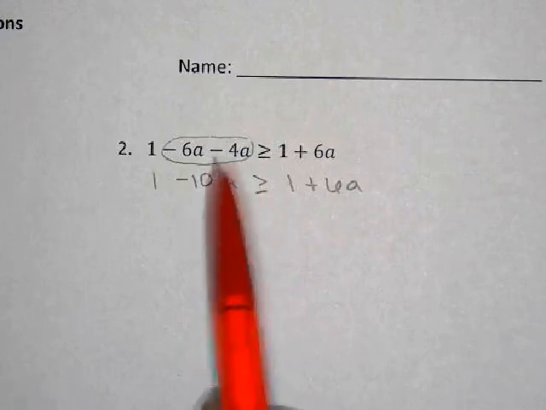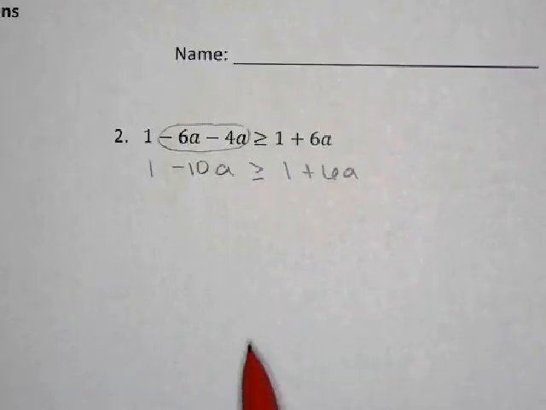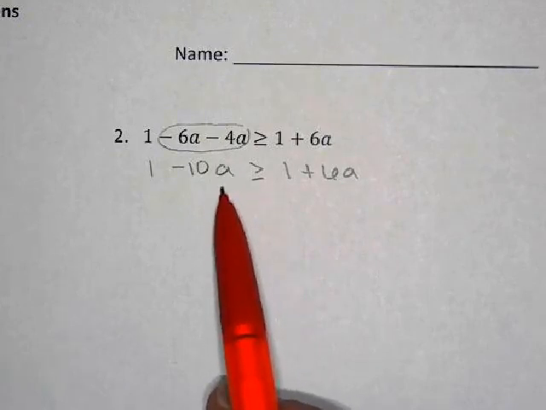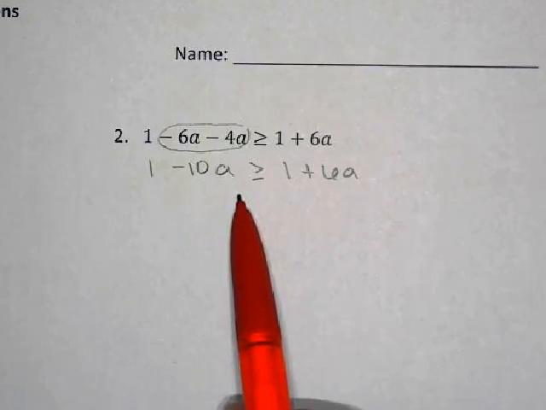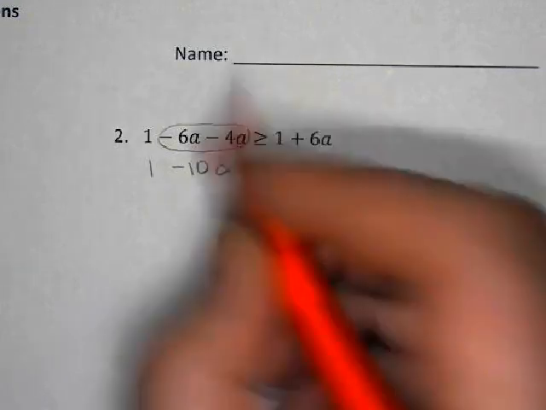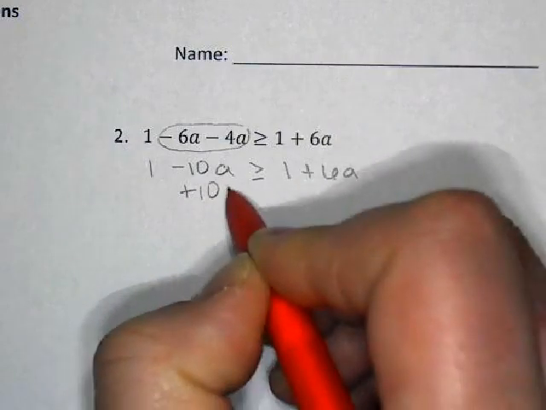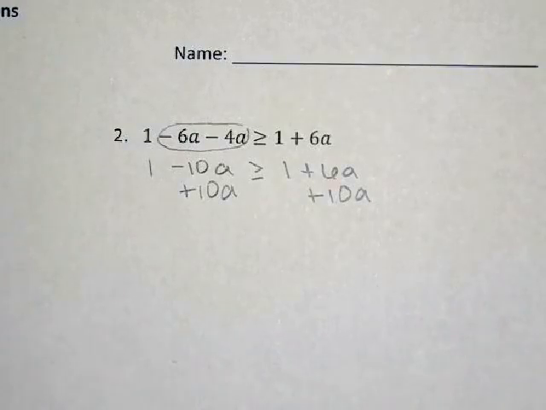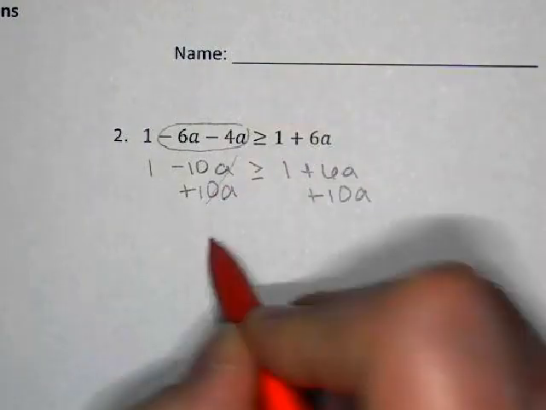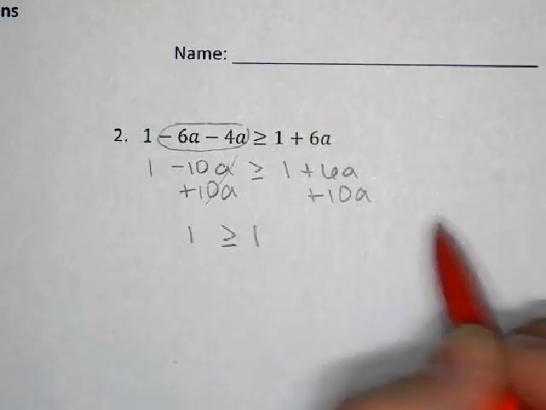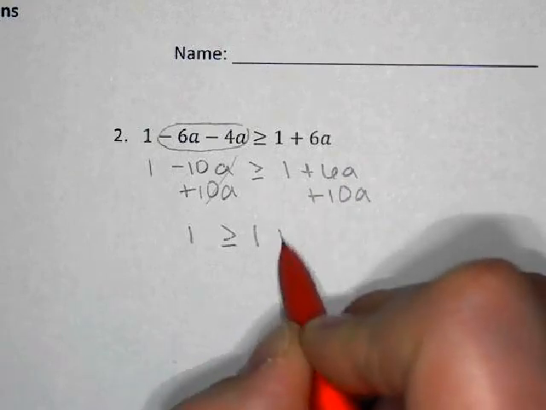All right, so we put all those negative a's together. We got negative 10. And then at this point, what is our goal now? I added 10a. Okay, so if we add 10a over to the other side, then we're trying to get all the a's onto one side. So got rid of these a's. We have 1. We keep our symbol. We still have that one. And then 6 and 10 gives you what?